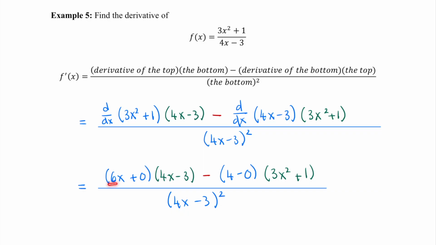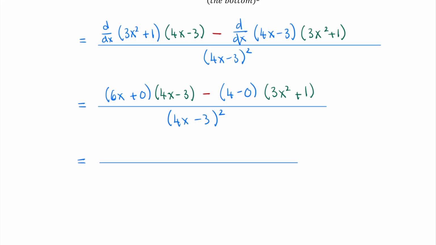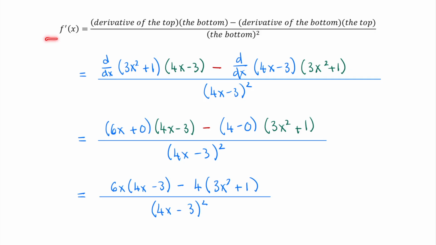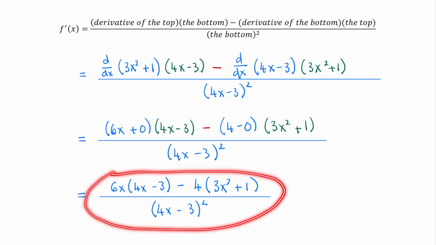Now, let's simplify these two expressions. 6x plus 0 is 6x, and 4 minus 0 is 4. So the derivative of the function f of x is 6x times 4x minus 3, minus 4 times 3x squared plus 1, all over 4x minus 3 squared. If the question only asks you to find the derivative, you can stop here. You don't need to simplify it further unless the question asks you to.